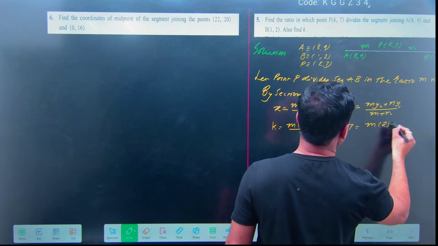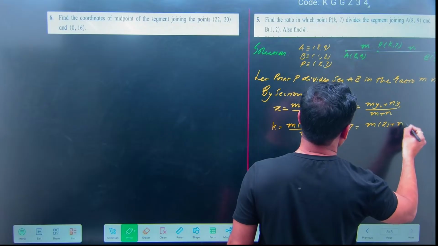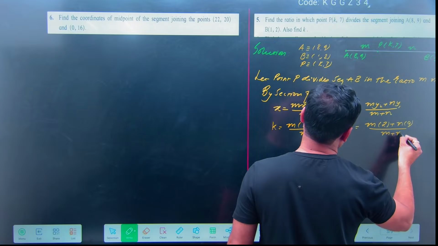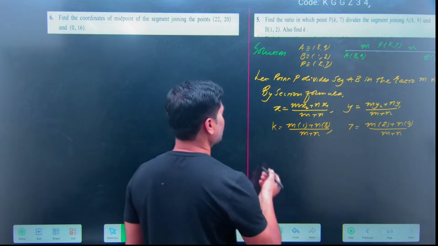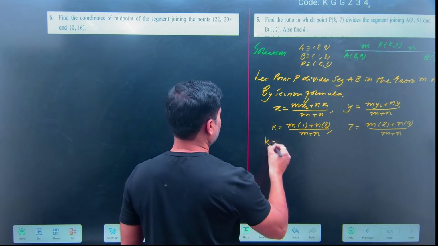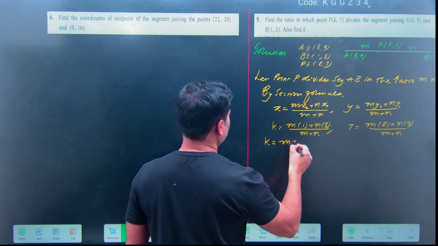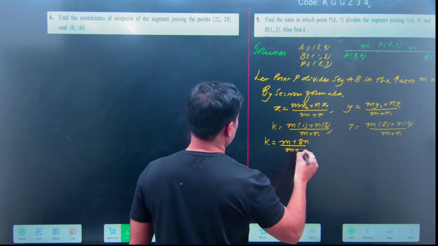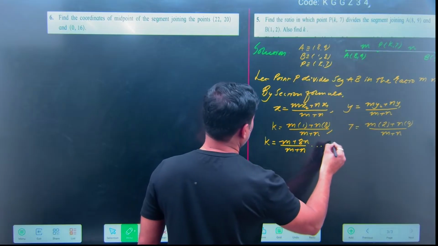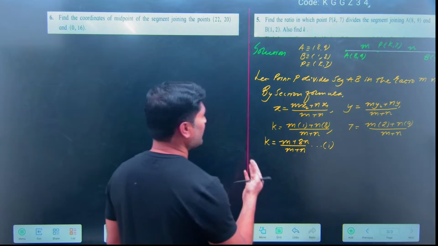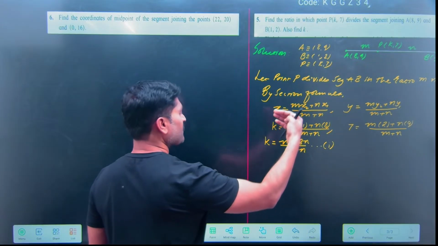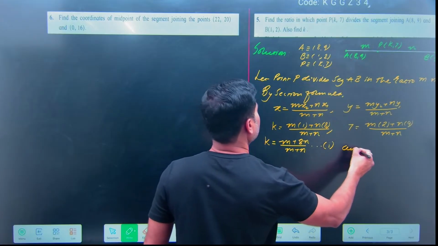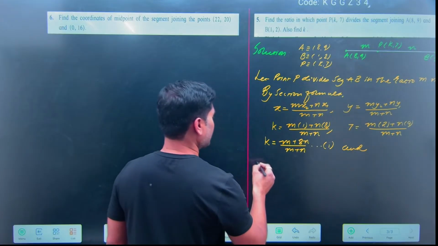It is 2, and n means n into that 9, upon m plus n. So we will have two equations. K is equal to m into 1, that is m plus 8n, upon m plus n. Let this be equation number first, because to find out the value of k we will put m and n in this equation, and we will get the value of k and simplify this equation.